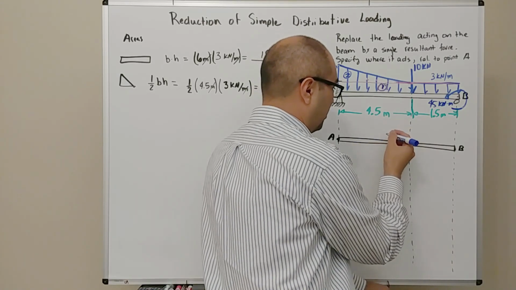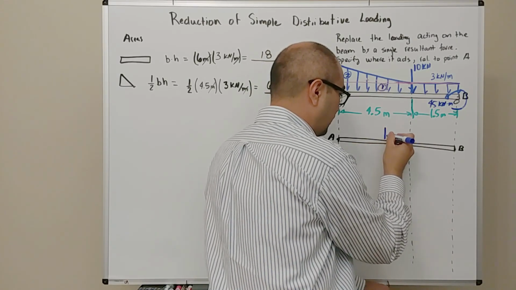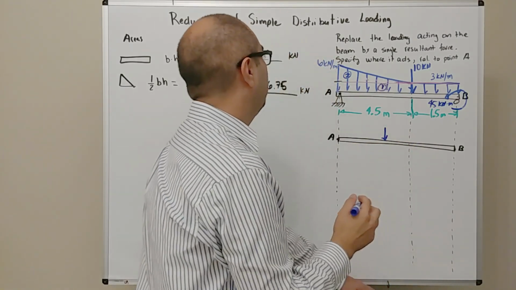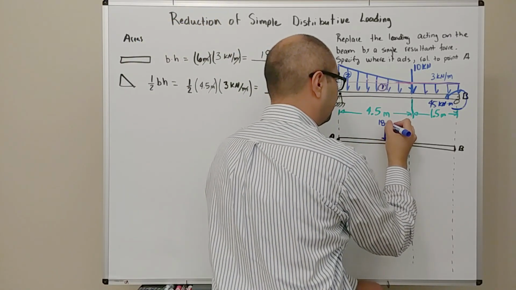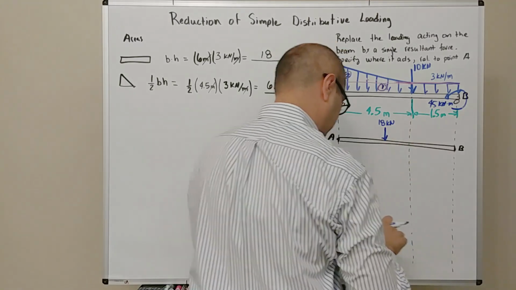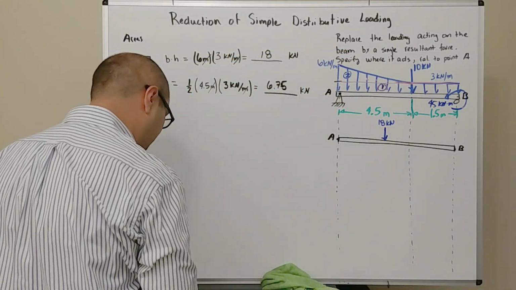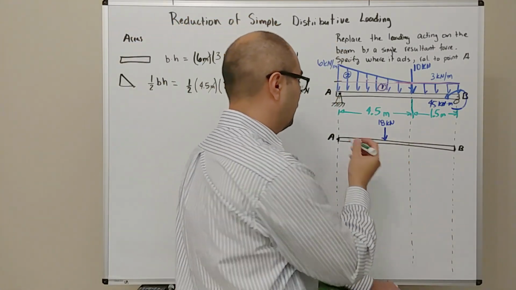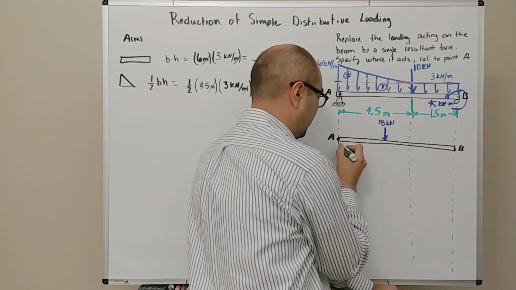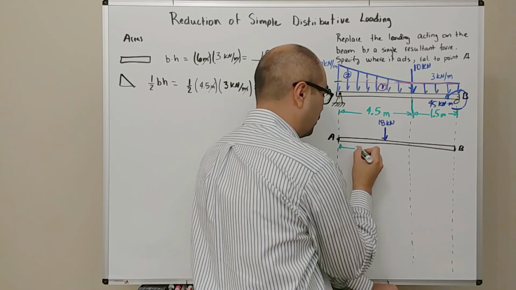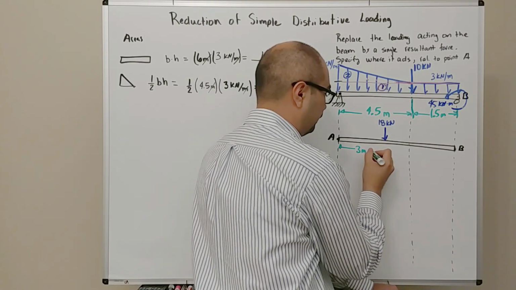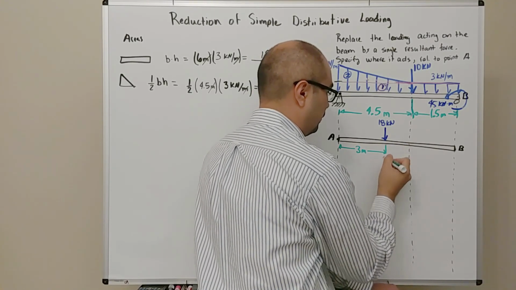So if this is 4.5 somewhere here, we can place the 18 kilonewtons from the rectangle. Again, this is half of the base. So from point A to this 18, I need to go 3 meters, which is that guy.